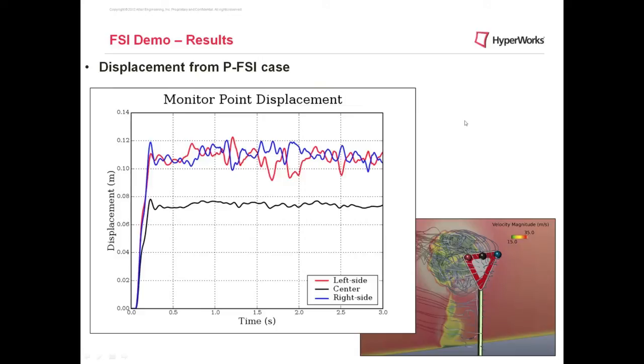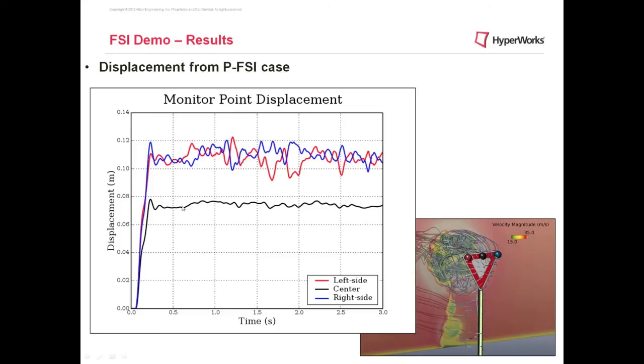So if we were to make a 2D plot of what the displacement looked like at various locations on the sign throughout this simulation, this is what we get. So I've got 3 monitor points included in the simulation. I have 2 that are on either corner of the sign in the upper side, and then 1 that's in the center at the top of the sign. So they're indicated in this image. And then here you can see the plot of the displacement as a function of time.